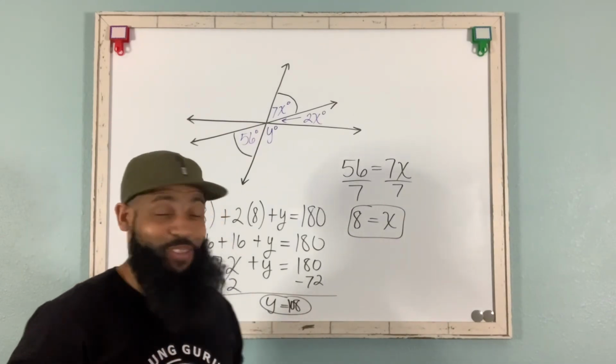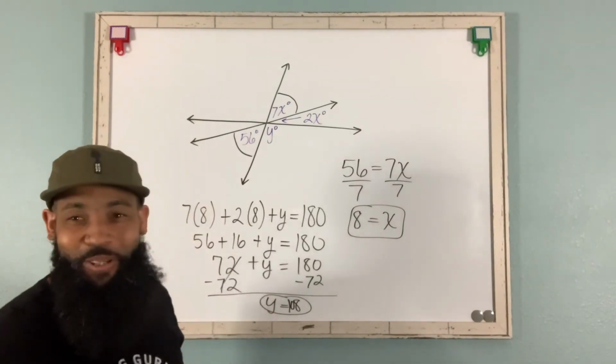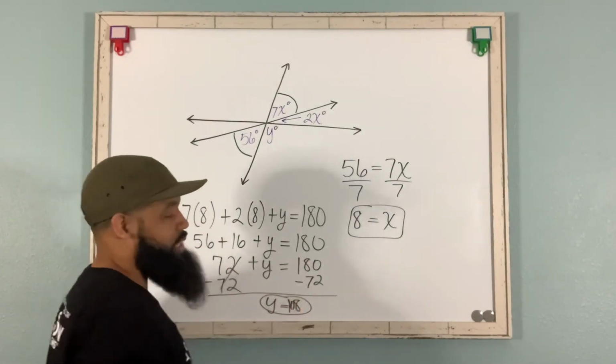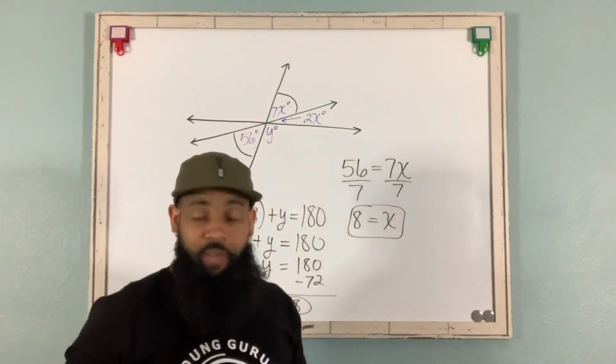I apologize for that mistake, right? It looks kind of weird when I saw 8 degrees. But this is all you had to do. Create that equation, and then you can find out the value of y.